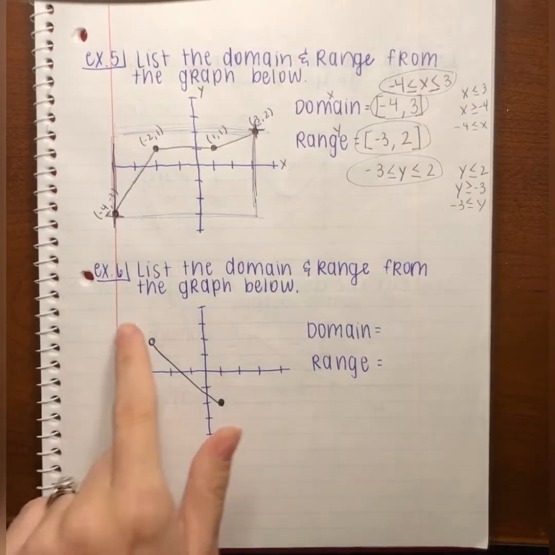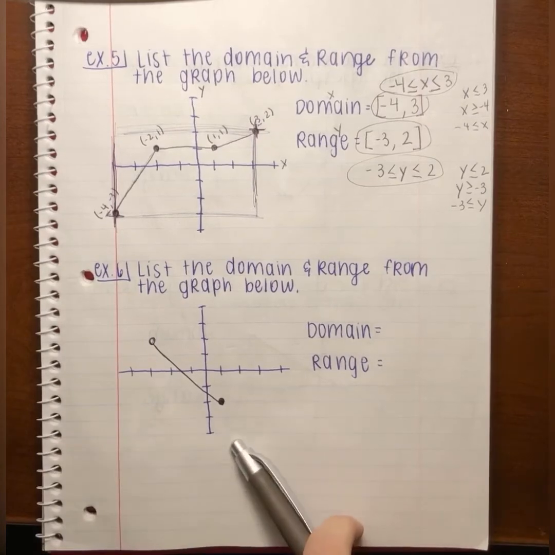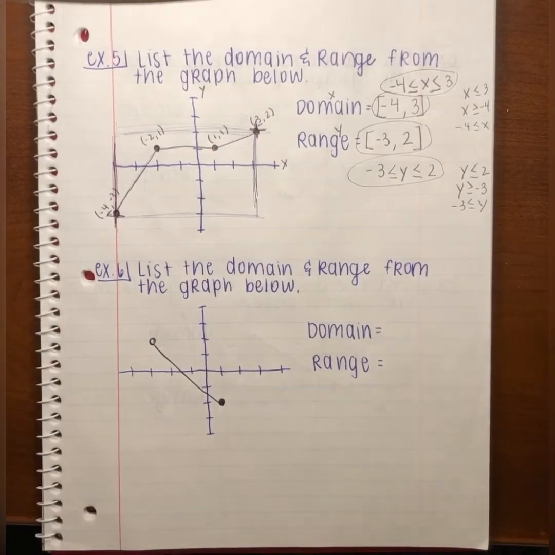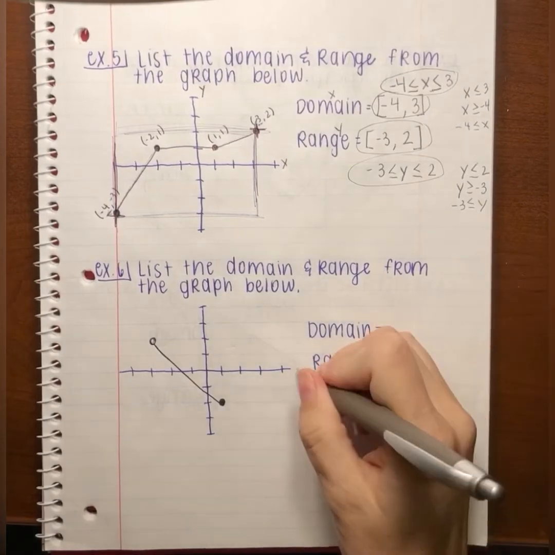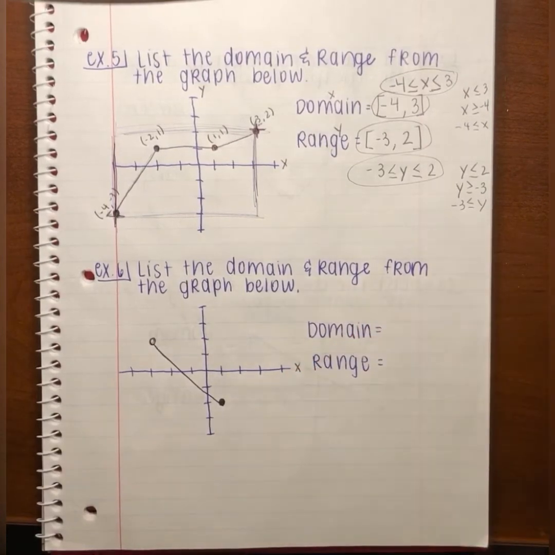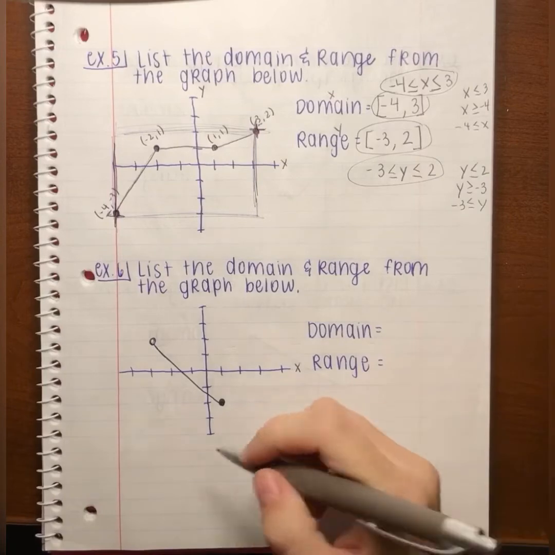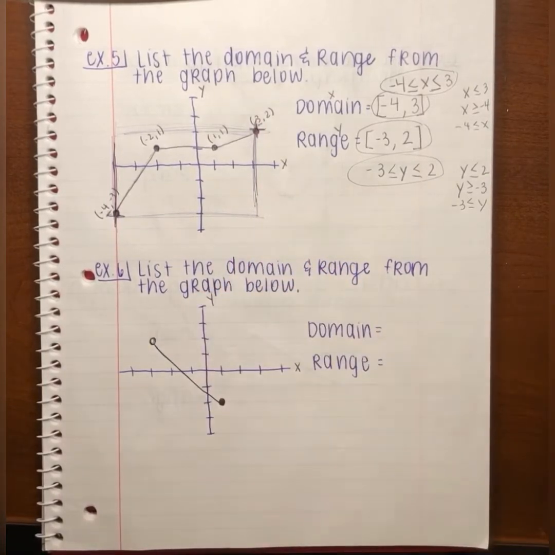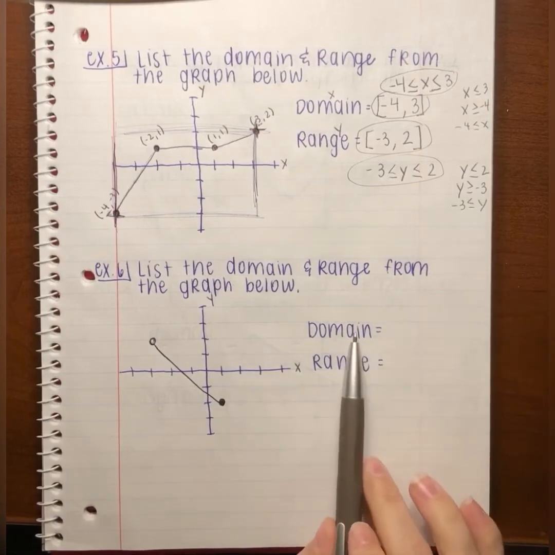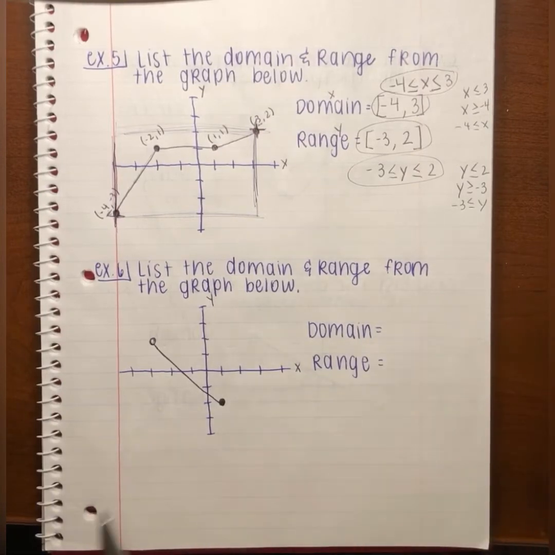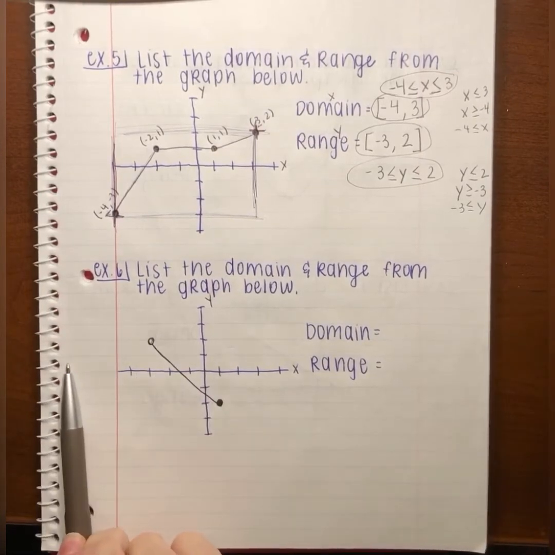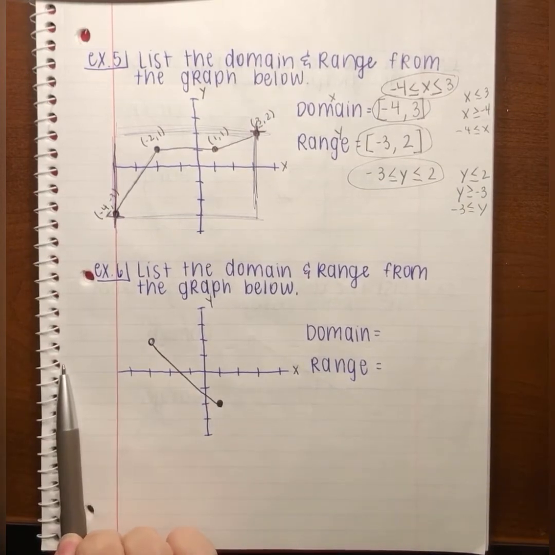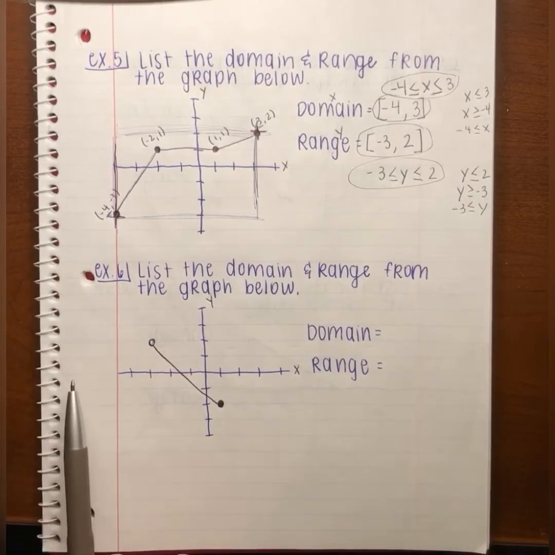All right, so now we're going to list the domain and range from this graph down here, okay? So we need to figure out domain, smallest to largest, looking at our x-axis, and then range, lowest to highest or smallest to largest, looking at our y-axis. So we'll start with our domain. Your smallest numbers are all the way to the left. The further to the left you go, the smaller the numbers get.